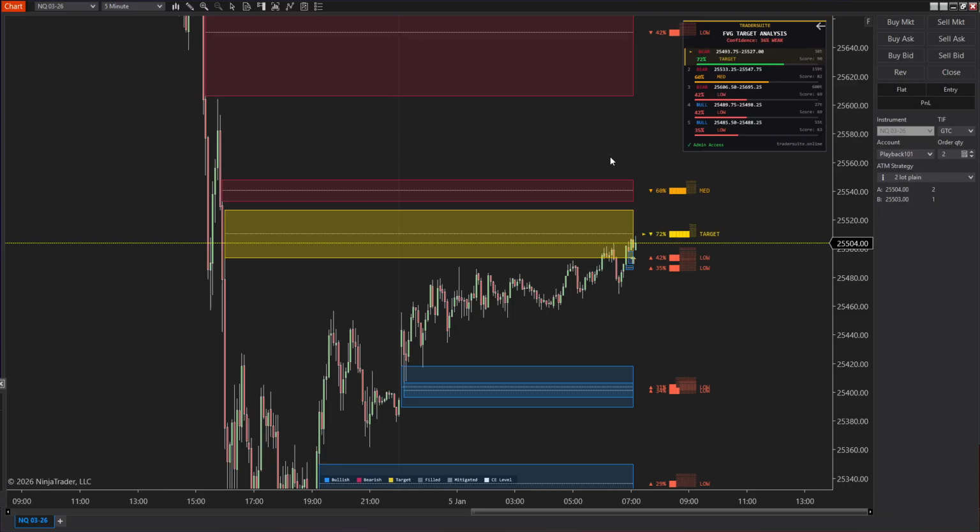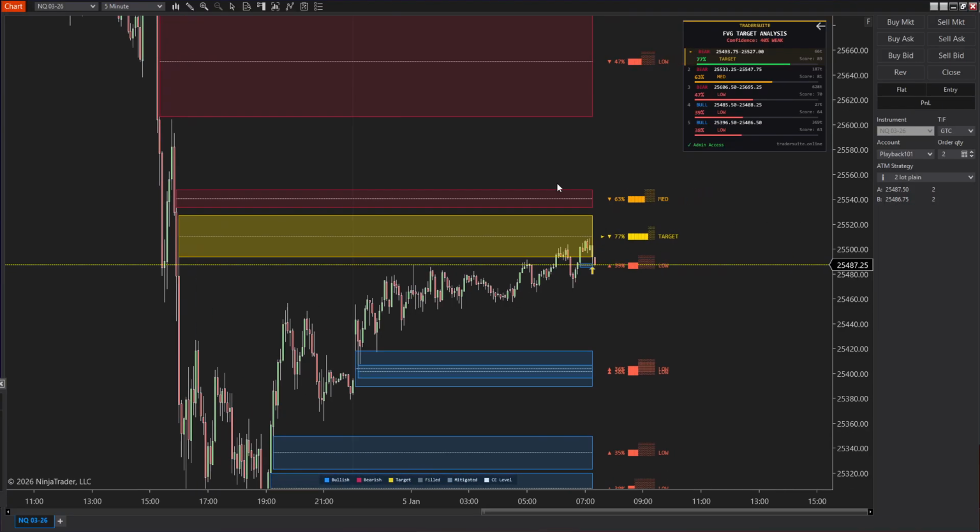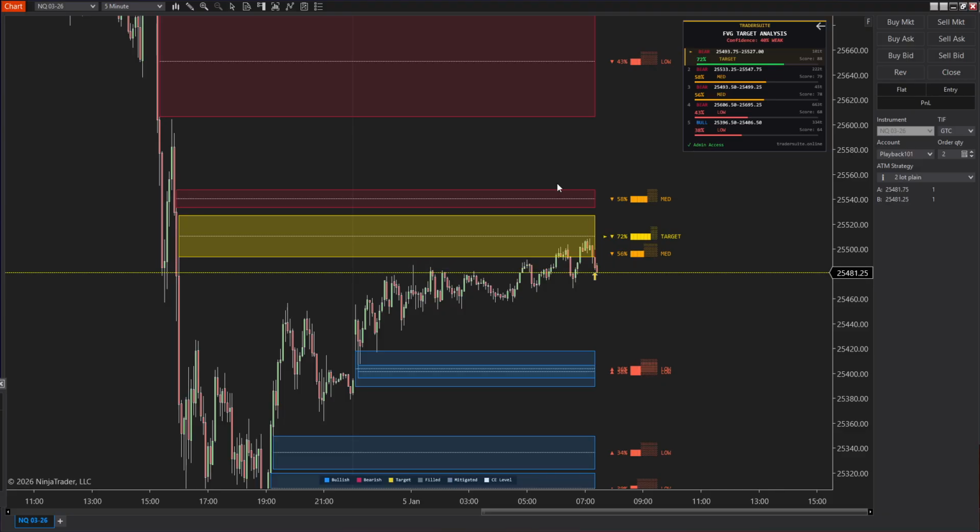Tip 3. Watch the CE levels. When price taps a CE level and rejects, that's telling you the FVG still has pull, but partial mitigation has occurred. The indicator will penalize that gap and may shift the target, pay attention to those transitions. Tip 4. Multi-time frame context.